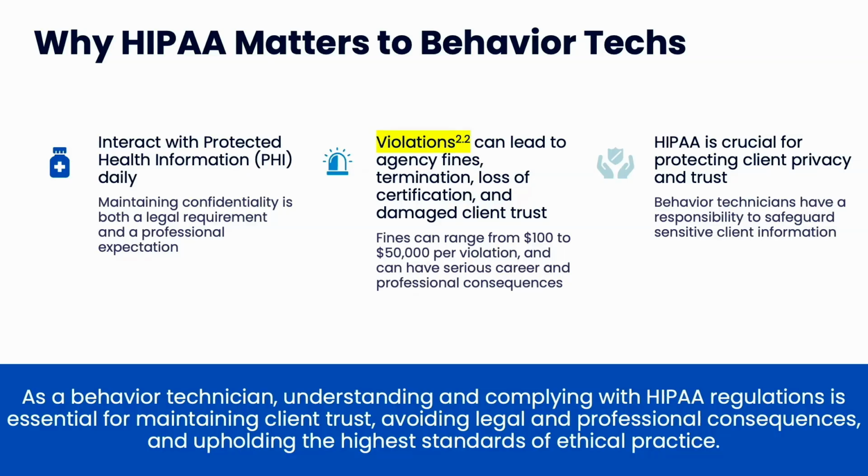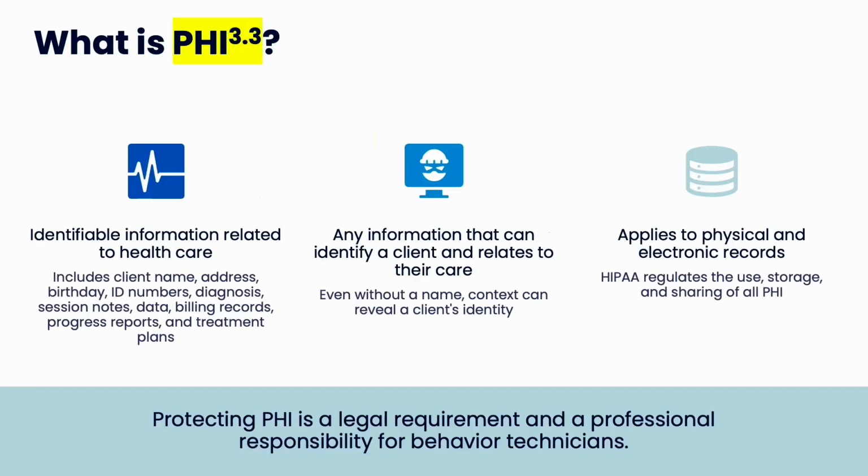Violations can lead to fines, termination, loss of certification, and damage to the client trust. So fines range between $100 to $50,000 per violation. It will change state by state, but it does go up to $50,000 and can have serious consequences. HIPAA is crucial for protecting client privacy and trust. Behavior techs have a responsibility to safeguard this really important and sensitive information for your learners, for the people you work with, for the families.